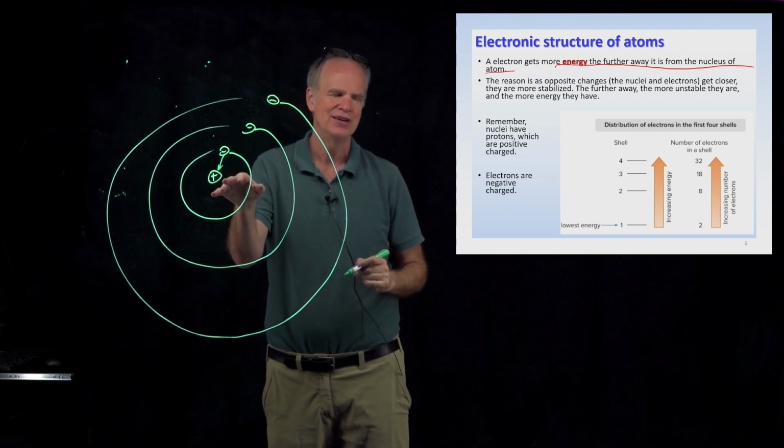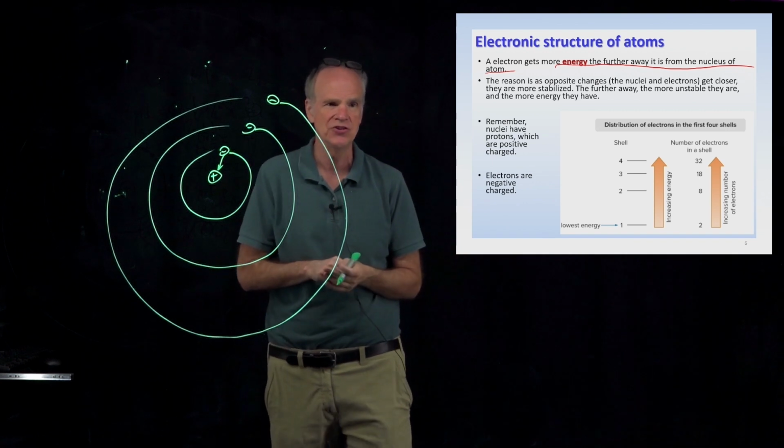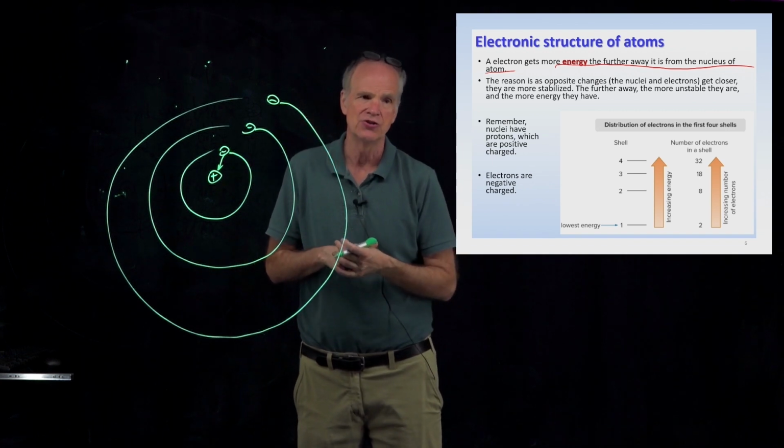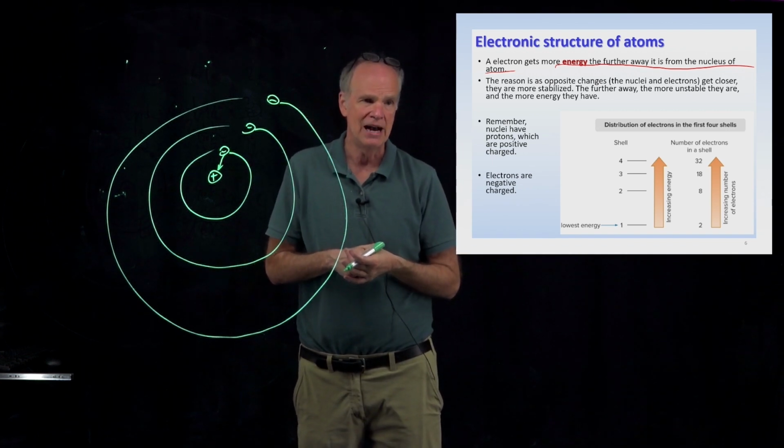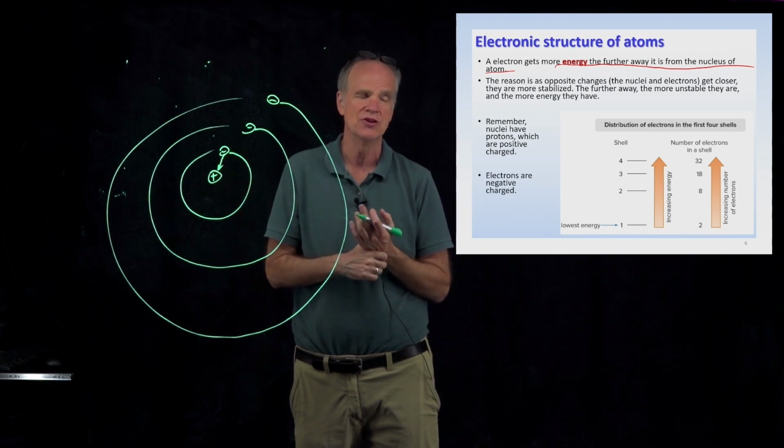Now, one question that is often asked is, well, why can't this electron just fall into the nucleus? And that is a wonderful question to ask. And this is what scientists in the early part of the 20th century were asking themselves as well. Why are these electrons not falling into the nucleus?